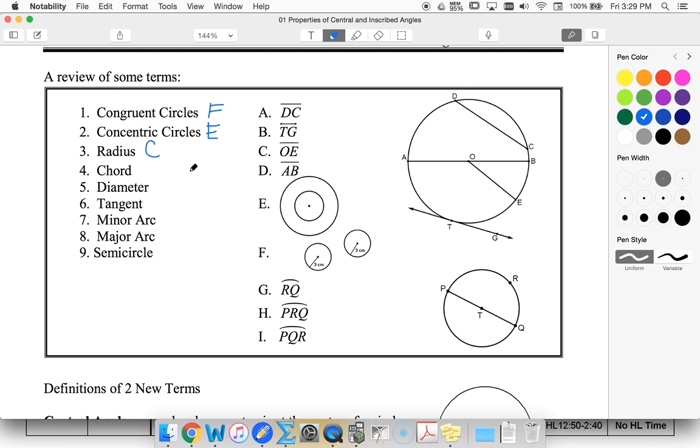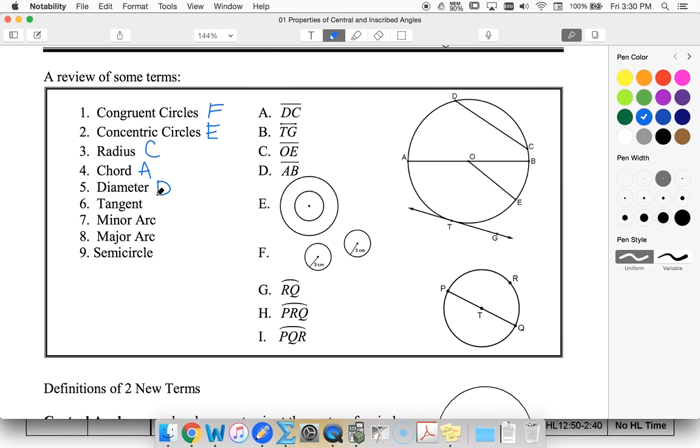A chord is when we cut across a circle and don't go through the center. So DC is our chord. Diameter is when we go through the center to the circumference of the circle. So either AB is a diameter or PQ is a diameter. So AB I see here.